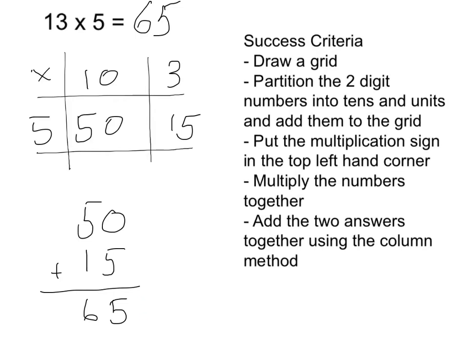Here is our success criteria. First, draw a grid. Now, partition the two-digit numbers into tens and units and add them together on the grid. Now, multiply the numbers together. Finally, add the two numbers together using the column method.